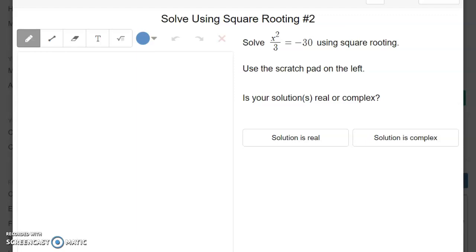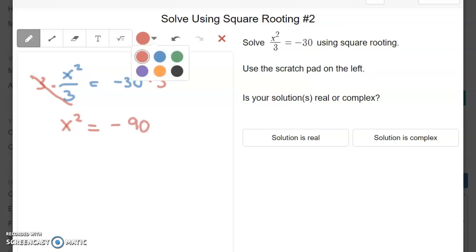Card number 2. x squared over 3 is equal to negative 30. Okay, how do I solve this? Okay, x squared divided by 3. I don't want x squared divided by 3. I want x squared just on the left hand side. So how do I do that? How do I get rid of this divide by 3? I multiply both sides by 3. And that cancels out and you are left with x squared is equal to negative 90.